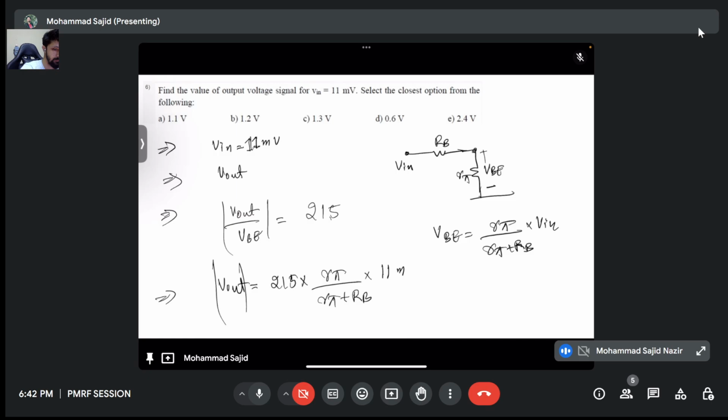Can you tell me what will be V out? And for this, you need to calculate R pi as well. From the formula, let me just give you the formula. R pi is beta by GM. Can you try and let me know the value?